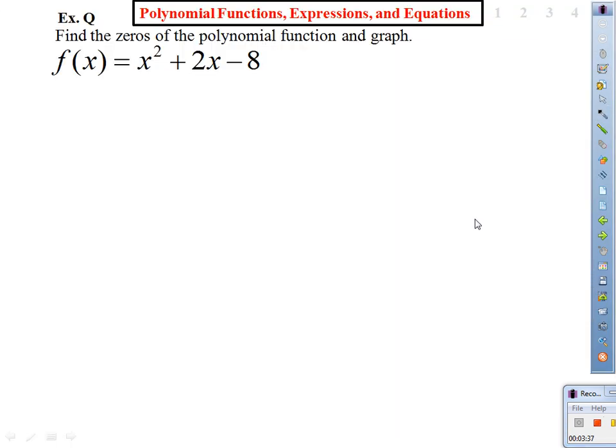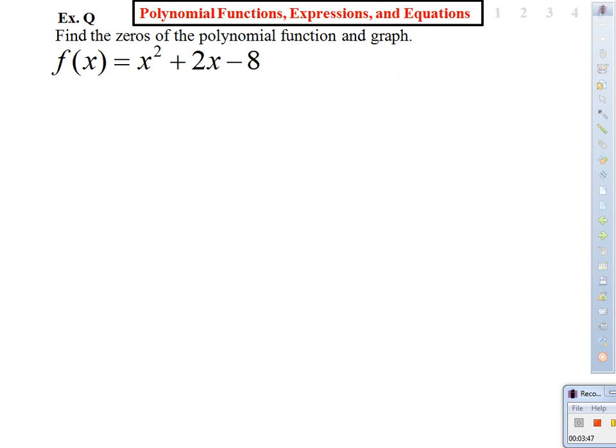With that said, copy this, please. Example Q. Find the zeros of the polynomial function and graph. f(x) = x squared plus 2x minus 8. Once again, it says, example Q, find the zeros of the polynomial function and graph. Now, once again, the book doesn't ask you to graph. I asked you to graph, so I want to make sure that you're understanding everything from the get-go as it connects.